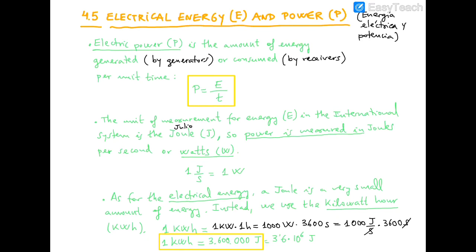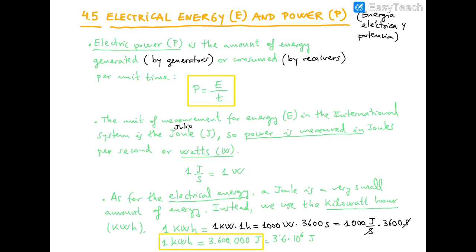The unit of measurement for energy in the international system is the Joule, Julio in Spanish. So power is measured in joules per second, which we call watts. So each joule per second is a watt.